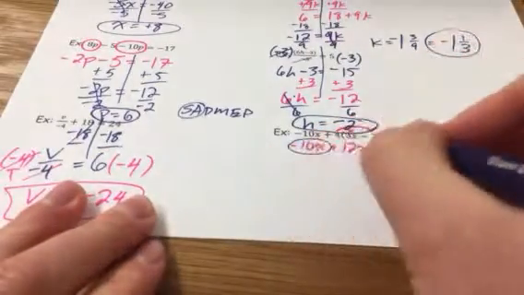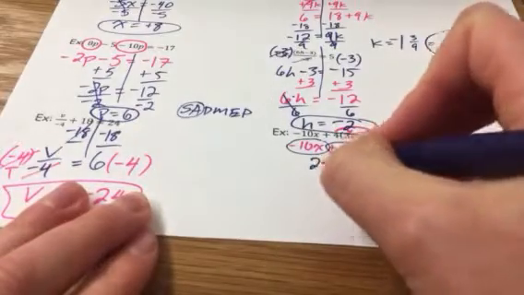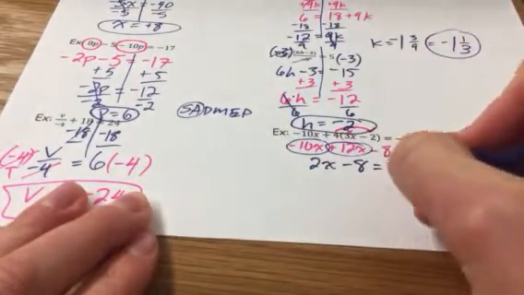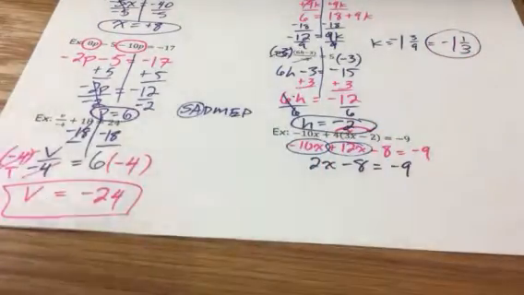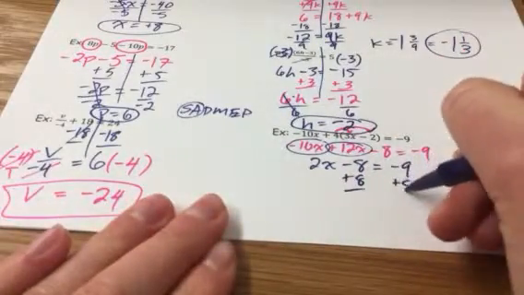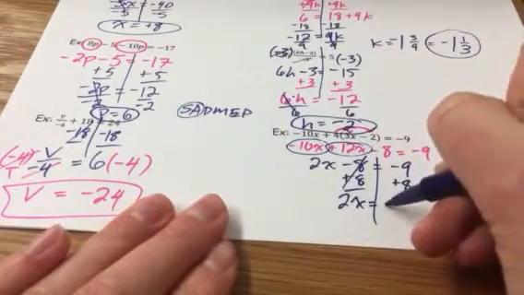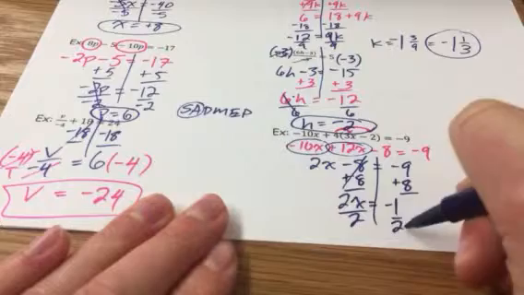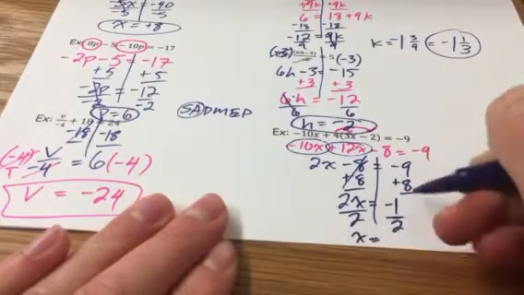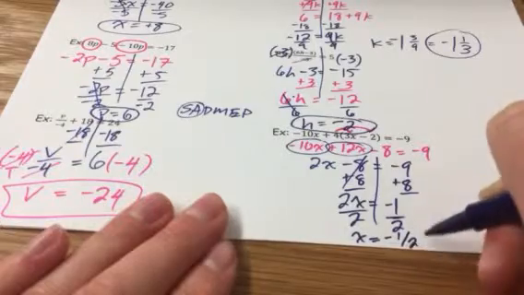I have negative 10x plus 12x. Those combine to give you 2x minus 8 equals negative 9. Now I have a nice two-step equation. I get rid of subtraction first by adding. I get 2x equals negative 1, divided by 2. And x is equal to, well, it's right there. X is equal to negative 1/2.